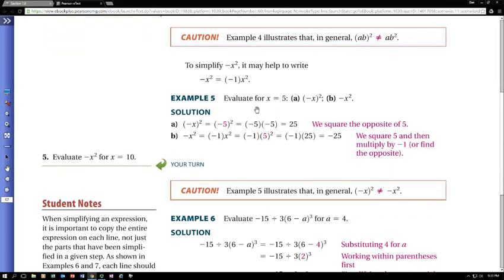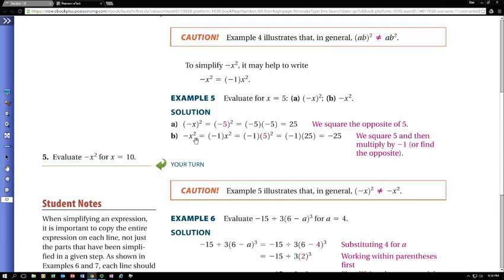So in this case, they want to evaluate x equals 5 for this expression, which is negative x, the quantity, to the 2 power. And b is negative x to the 2 power. Well, in a, I'd substitute in 5 for the x, and I get negative 5 to the 2 power, which is negative 5 times negative 5, which is a positive 25.